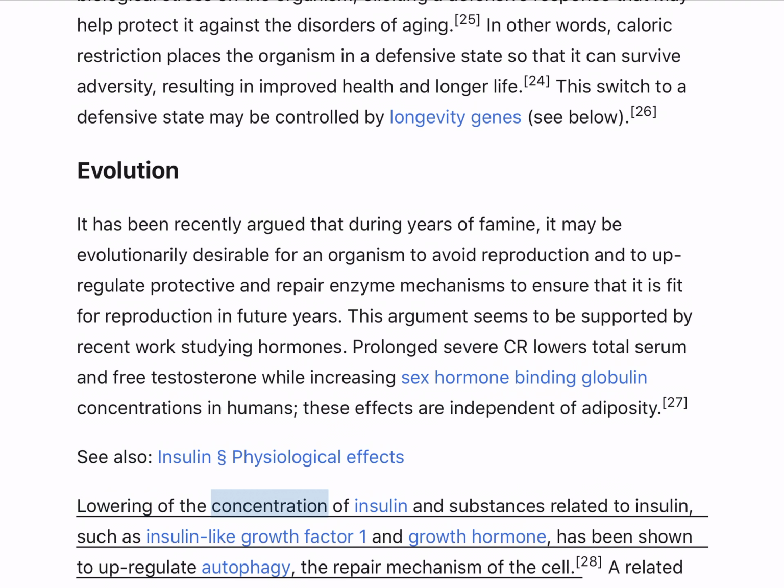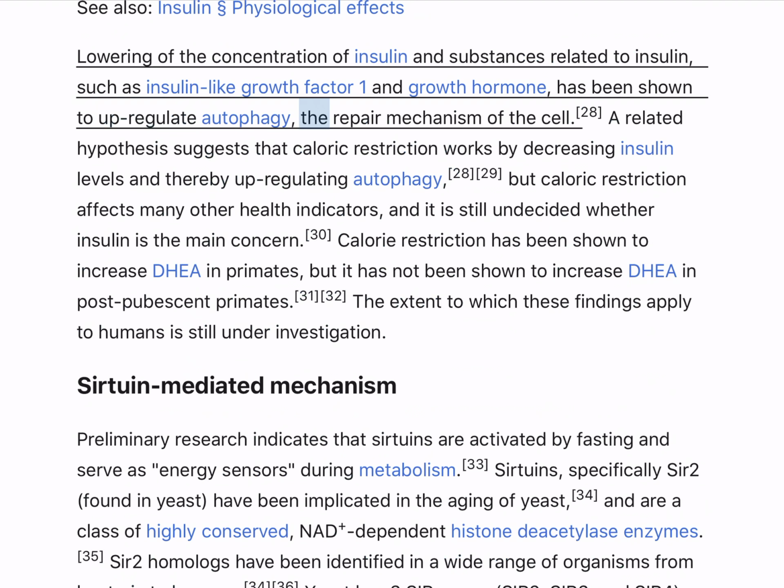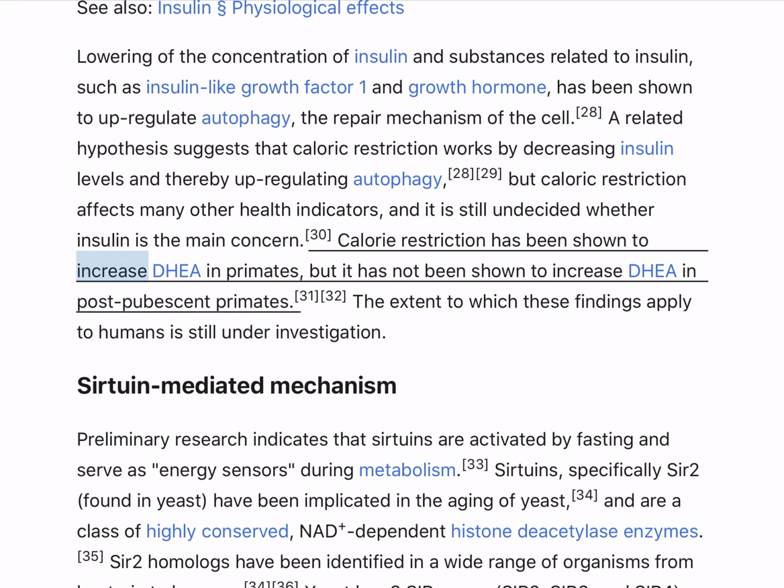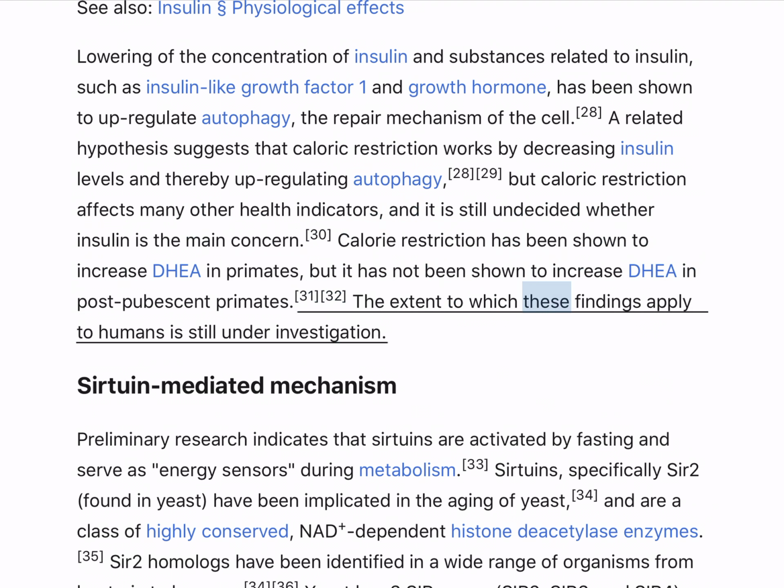Physiological effects. Lowering of the concentration of insulin and substances related to insulin, such as insulin-like growth factor 1 and growth hormone, has been shown to upregulate autophagy, the repair mechanism of the cell. A related hypothesis suggests that caloric restriction works by decreasing insulin levels and thereby upregulating autophagy. But caloric restriction affects many other health indicators, and it is still undecided whether insulin is the main concern. Calorie restriction has been shown to increase DHEA in primates, but it has not been shown to increase DHEA in post-pubescent primates. The extent to which these findings apply to humans is still under investigation.